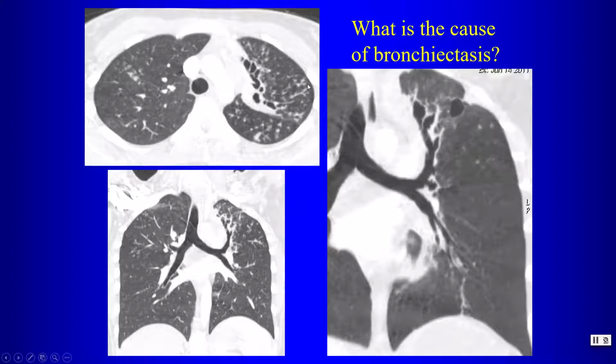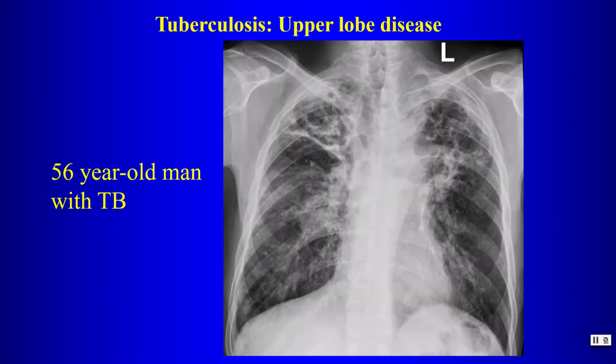We have these small nodular opacities, somewhat in a tree and bud configuration. This is a patient who had tuberculosis. So this is bronchiectasis from tuberculosis. 21-year-old woman with tuberculosis. So we know that tuberculosis gives you upper lobe fibrocavitary disease.